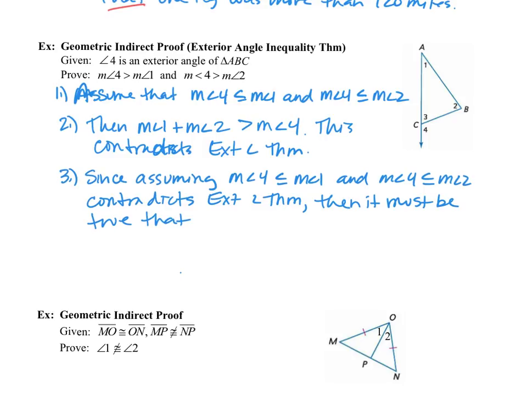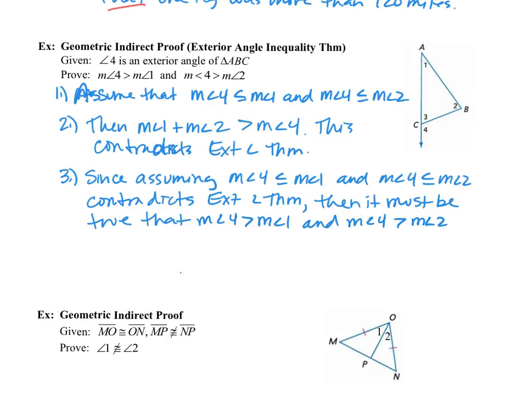what was our original hypothesis, or our original proof statement? That the measure of angle 4 is greater than the measure of angle 1, and the measure of angle 4 is greater than the measure of angle 2. So we'll finish that off by saying that the measure of angle 4 is greater than the measure of angle 1, and the measure of angle 4 is greater than the measure of angle 2.